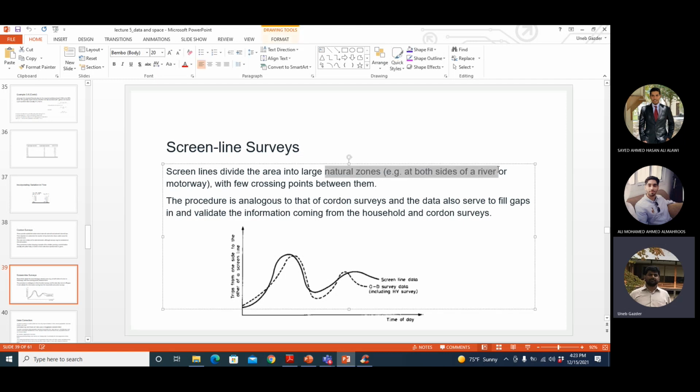And if you have a naturally existing screen line, you can use it. Okay, for example, you have a river. If you go to Amsterdam or Venice, there are many cities in the world which are naturally divided by a river. So a river becomes your screen line.